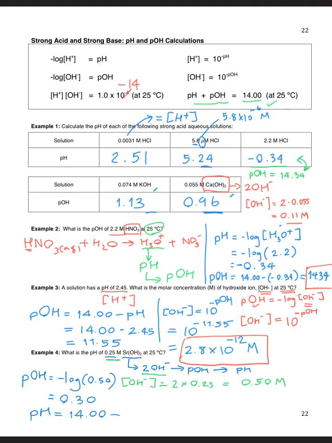The reason why I can use 14 is because, again, the temperature of this condition is 25 degrees Celsius. The pH would then equal 13.70. Now let's check if this makes sense. Because strontium hydroxide is a base, the pH has to be greater than 7, and the pH that we calculated is also greater than 7. So this is the correct answer.